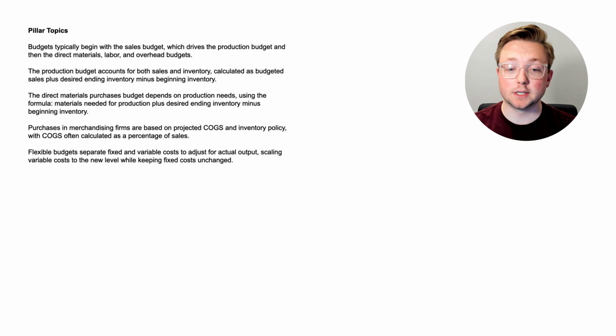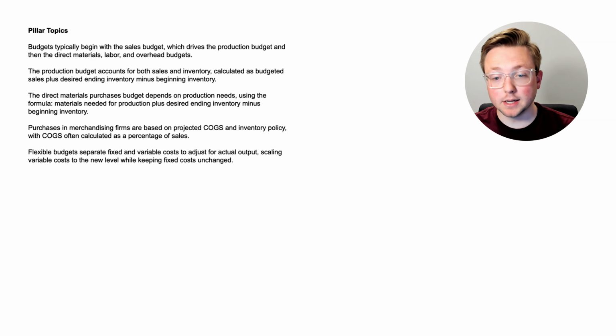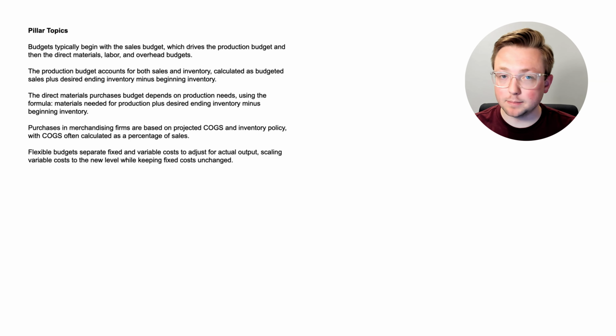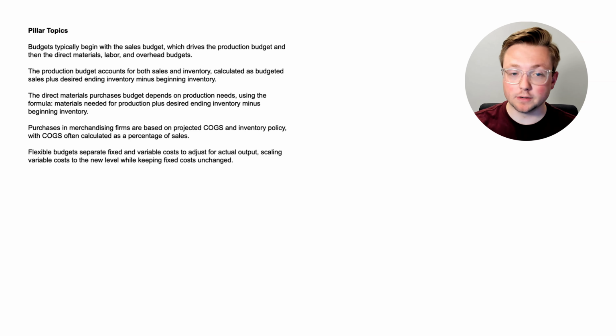The direct materials purchases budget depends on production needs using the formula materials needed for production plus desired ending inventory minus beginning inventory. Again, that's kind of the same thing said in a little bit of a different way. Purchases in merchandising firms are based on projected COGS and inventory policy, with COGS often calculated as a percentage of sales. And we saw that in, I think it was question 4. And then flexible budgets separate fixed and variable costs to adjust for actual output, scaling variable costs to the new level while keeping fixed costs unchanged. And so we saw that in question 5. So again, these are just a summary of the general ideas behind the questions that we went over.